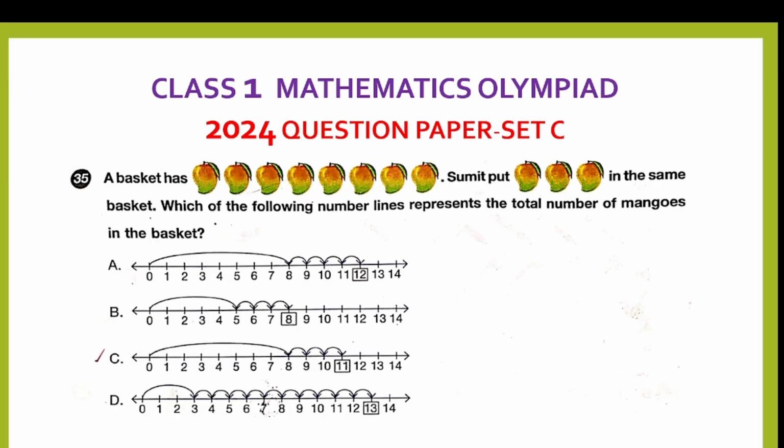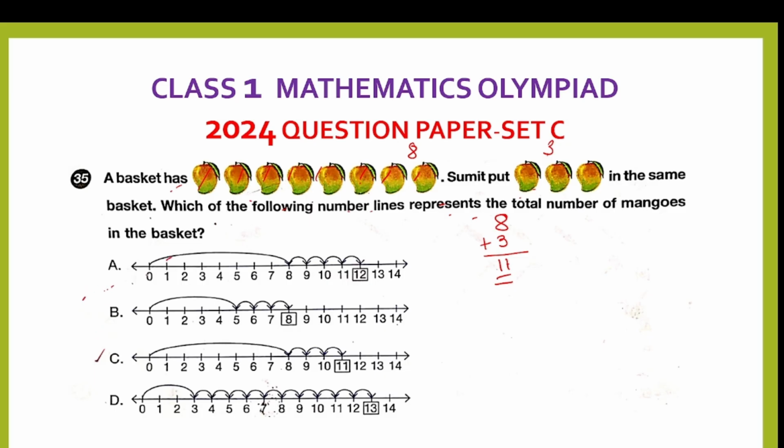Next question. A basket has how many mangoes? 1, 2, 3, 4, 5, 6, 7, 8. So 8 mangoes. Sumit put 3 mangoes in the same basket. Which of the following number lines represent the total number of mangoes in the basket? So a basket has 8 mangoes, and Sumit puts again 3 mangoes in the same basket. So it becomes 8 plus 3 is 11, the total number of mangoes in the basket. So find that out by choosing the correct option.